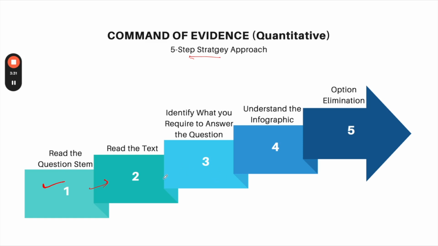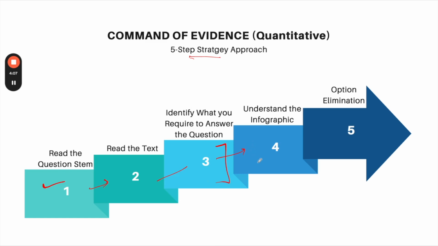The third step is you will identify what you require to answer the question. What should the correct option state? Tentatively. I don't mean to say that you have to know exactly what the correct option should say, but you should have a tentative understanding of what it is that can really help you get the correct answer. What is it that you really require in the correct option? Once you understand that, you will move on to the next step, that is understand the infographic. Till the third step, everything was same as you saw it in command of evidence textual type.